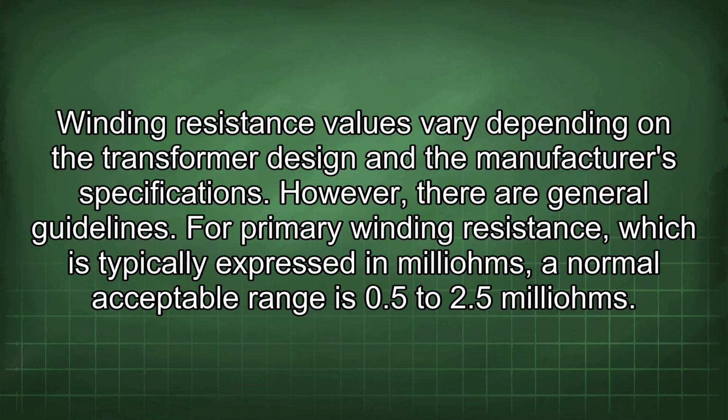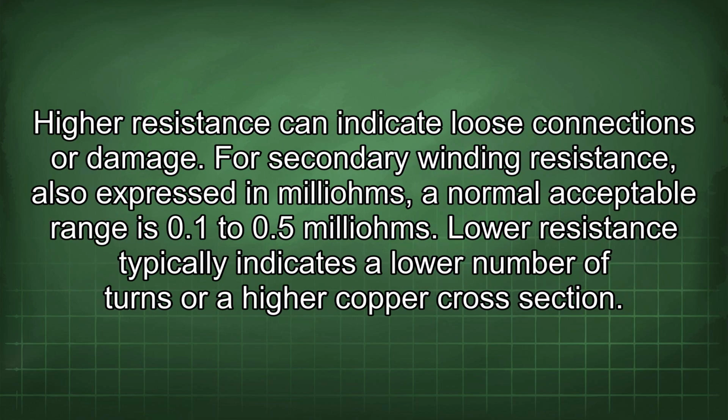Winding resistance values vary depending on the transformer design and the manufacturer's specifications. However, there are general guidelines. For primary winding resistance, which is typically expressed in milliohms, a normal acceptable range is 0.5 to 2.5 milliohms. Higher resistance can indicate loose connections or damage.